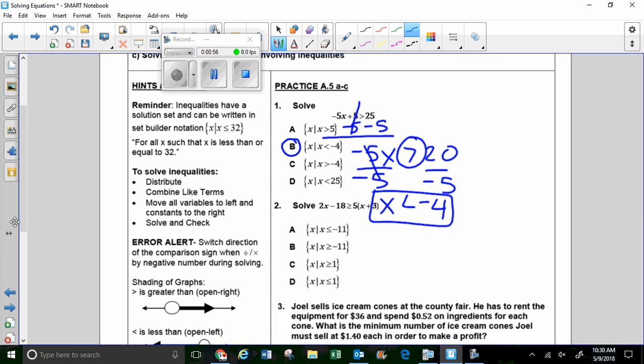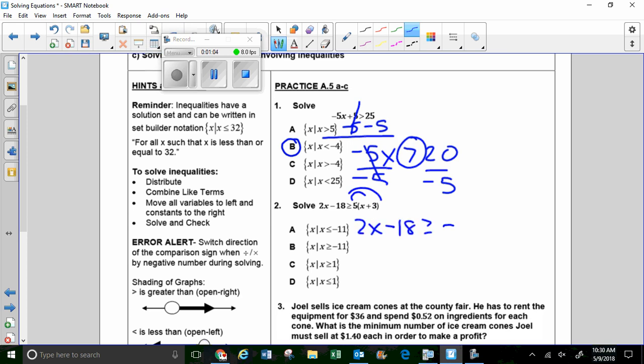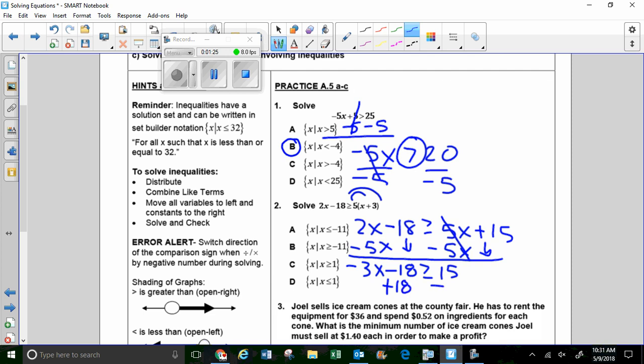Similar with number 2, but I'm going to start by distributing that 5, which gives me 2x minus 18 is greater than or equal to 5x plus 15. And then move your variables to the left. It is important to make sure you go to the left with inequalities, because that's where you want your variable to end up. So we end up with negative 3x, drop down the minus 18, drop down the 15, and then move your constants to the other side.